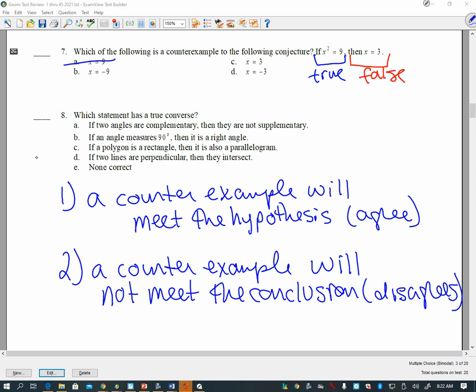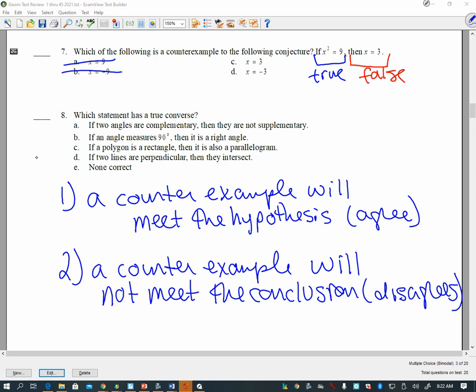Okay. So it has to match the hypothesis. I have to give you a tree to look at. All right. What about x equals negative 9? Doesn't work for the same reasons, right? Okay. What if I showed you a fern? Why isn't a fern a counterexample? Because it's not a tree. It's a plant, but it's not a tree. Still doesn't work.